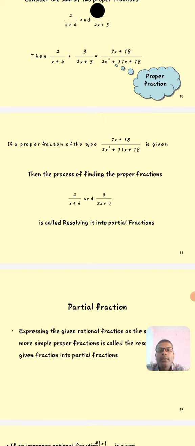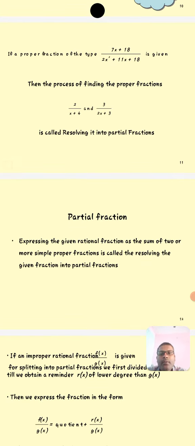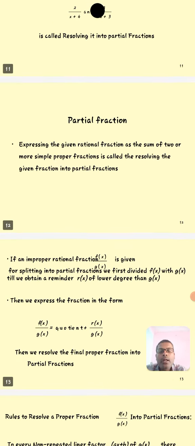2 by x plus 4 and 3 divided by 2x plus 3 is called what? Resolving into partial fractions. Before that, we have to see that the sum of two proper fractions is again another proper fraction. So whenever a proper fraction is there, we have to split it into two fractions. That is called what? Resolving into a partial fraction. Yes, now we go to the topic.